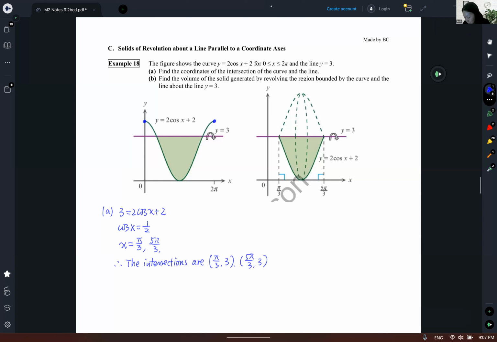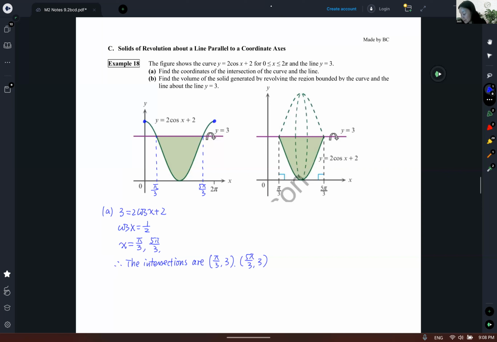Right? No problem, because I'm only looking for the solutions within 0 to 2 pi. So the limits are pi over 3 to 5 pi over 3. Okay. Now the volume of the solid generated by revolving the region bounded by the curve and the line about y equals 3. So that is the shape. This is the illustration of this shape.